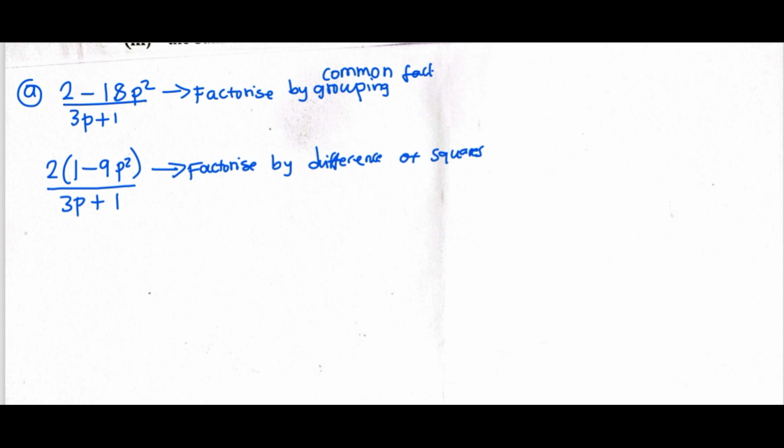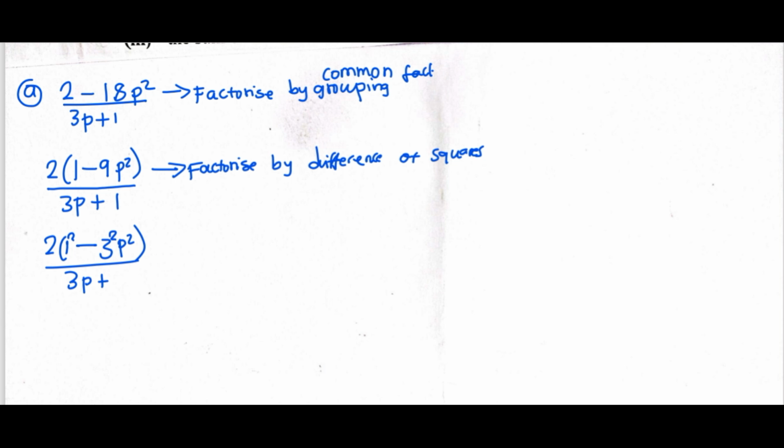Okay, so now the first part that we are supposed to do is we need to make sure that each expression is raised to the power 2. So 1 must be 1 squared. We know that 1 squared is the same as 1. Then 9, the square root of 9 is 3, so this is 3 squared p squared over 3p plus 1.